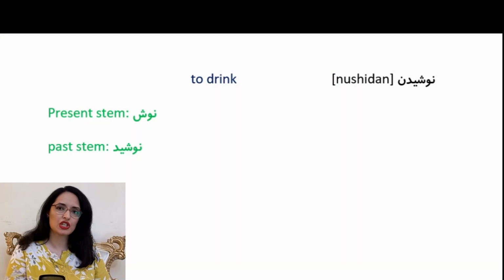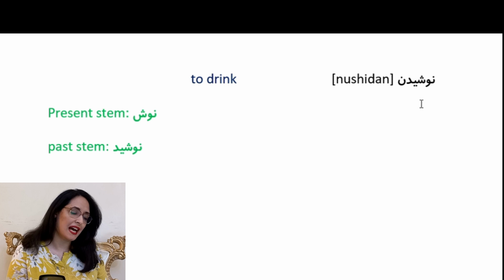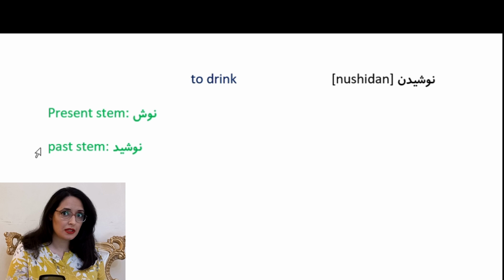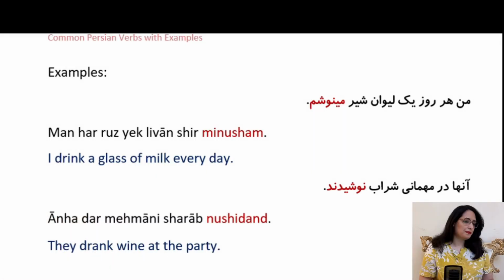نوشیدن. To drink. The present stem is نوش and the past stem is نوشید. Examples: من هر روز یک لیوان شیر می‌نوشم.